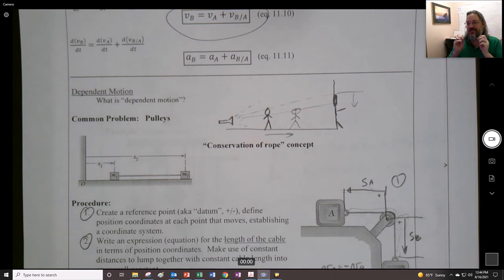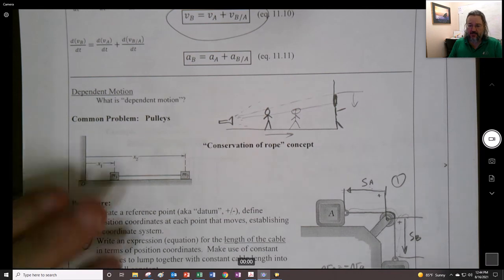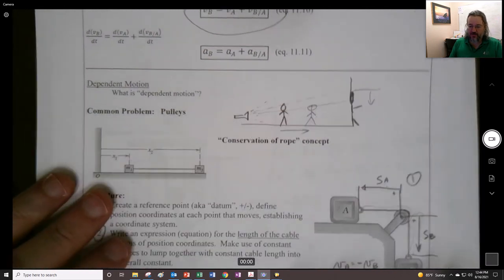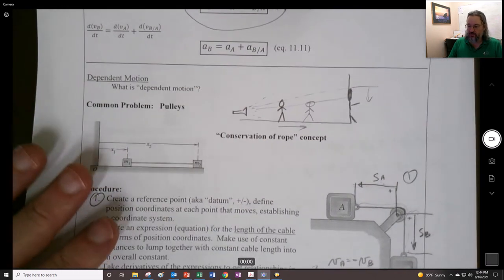We're just looking at some exterior thing that's a rule that binds the two things together, and we see that they're dependent. Like one motion depends on the other, and it doesn't necessarily always have to be a pulley, a rope. But there you go.